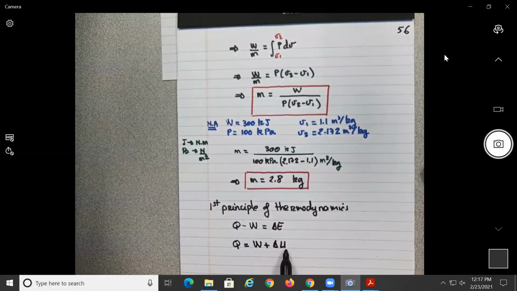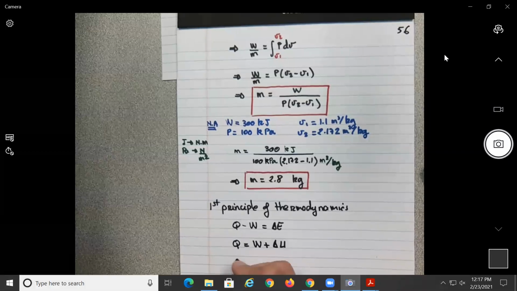What is the difference between the capital and lower cases? Lower cases are values per unit mass, no? Okay? And these are not per unit mass. So we could say that Q will be equal to W plus m times (lowercase u2 minus lowercase u sub 1).